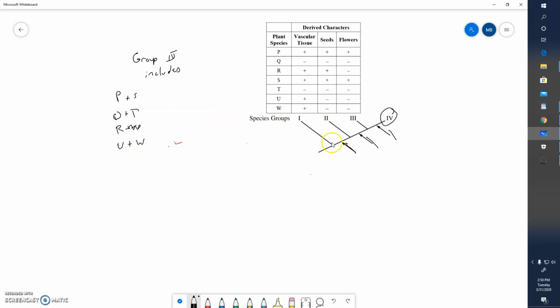All right. So remember how it works, right? If we're doing a cladogram, you're adding a new trait here, you're adding a new trait here, you're adding a new trait here. So where each of these lines are, you're going to have a new trait. It doesn't tell you the order, but really it doesn't matter if you're looking at group 4. So if this was vascular tissue, this was seed, and this was flower, you would expect group 4 to have all 3 of those traits. And if I look at my chart, I've got a positive, a positive, and a positive, and a positive, a positive, and a positive, which is P and S. So your answer there would be this guy right here.